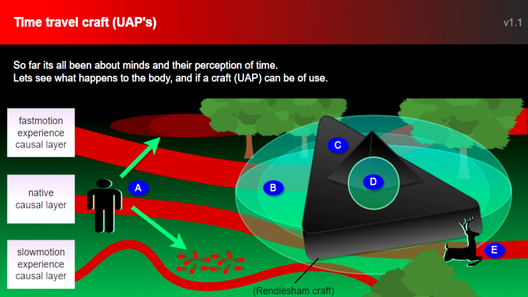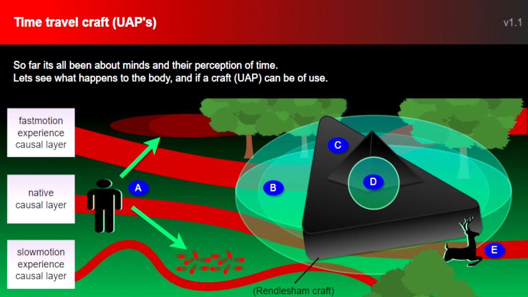D. To protect the operator, the same material and same field can be used, except now to stabilize the inside of the craft to match the native causal layer. Basically, it does the exact opposite of C. The inside of the craft may appear bigger or smaller than the outside. E. A native inhabitant that comes near such a craft may, because of the material or fields, experience slight changes in its perception of time and other high strangeness effects.